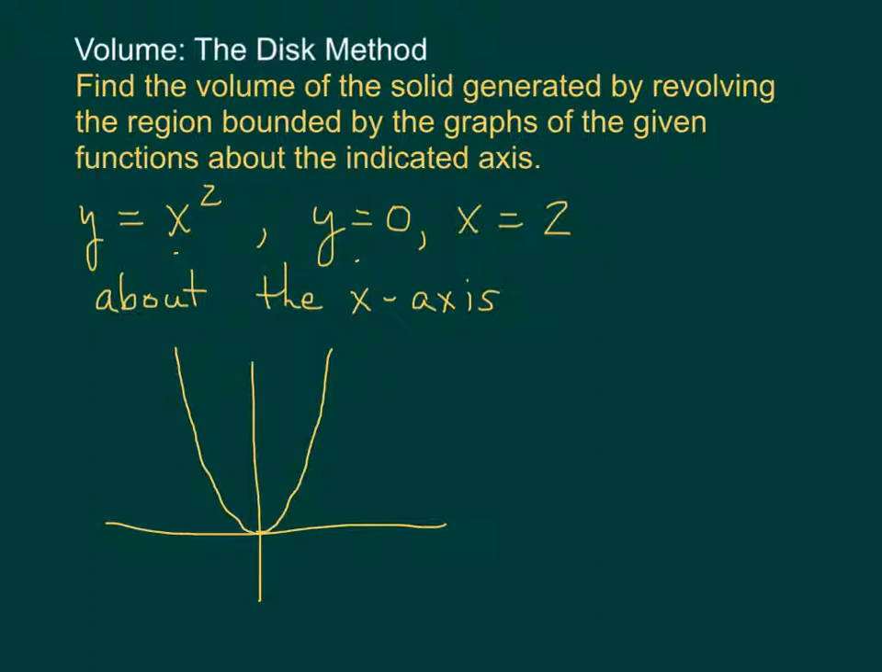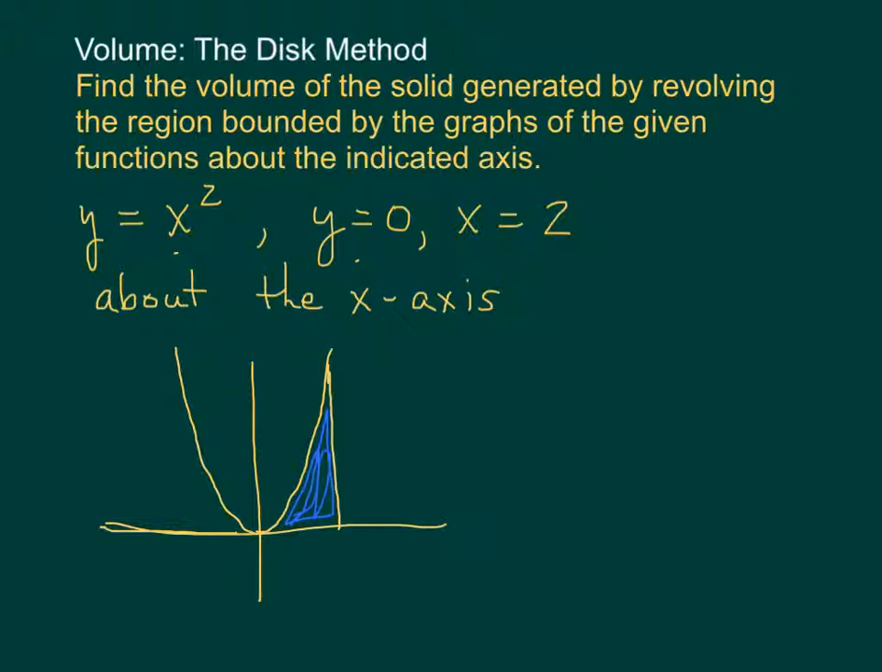So y equals 0 is our x-axis, and x equals 2 is a vertical line, looks something like this. So the region that would be bounded by y equals x squared, y equals 0, and x equals 2 would be this thing that looks a little bit like a triangle, and this is the region that we're talking about in here.